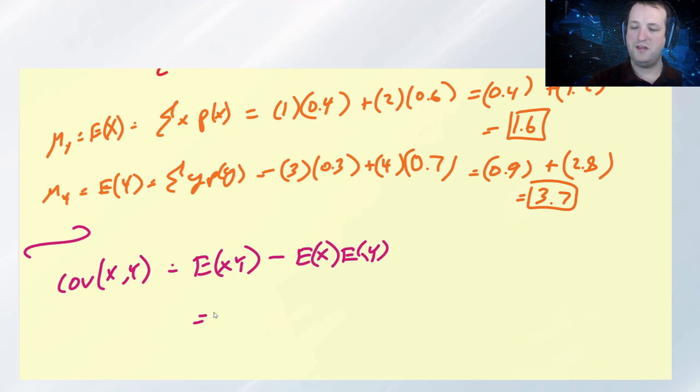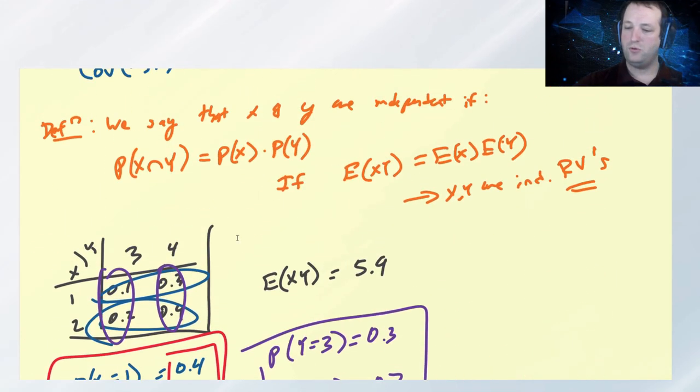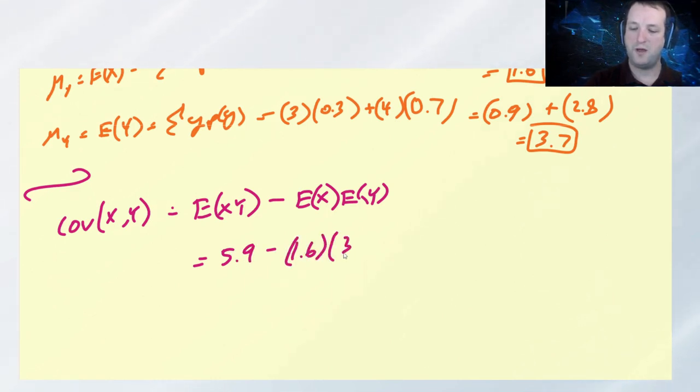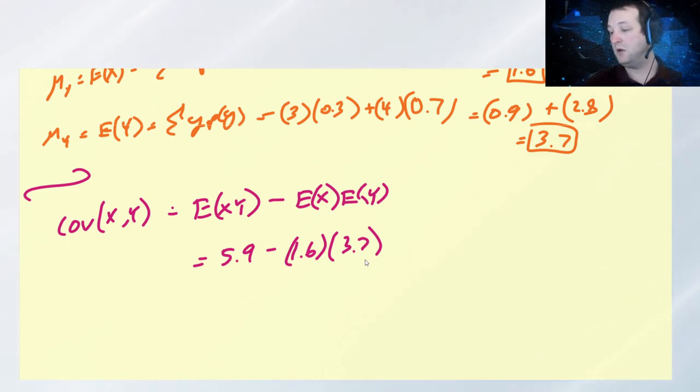Okay? So that's going to be equal to what? So that's going to be equal to 5.9. So we have 5.9 minus 1.6 multiplied by 3.7. Clearly that doesn't appear to come out to be 0. I can just calculate that just to make sure, but I'm pretty sure it's not. It's going to be 5.92, so we have a negative covariance.